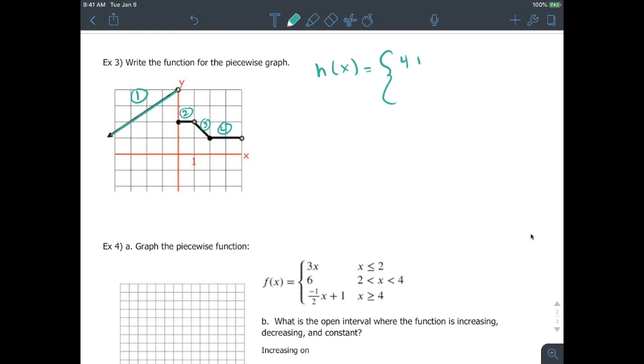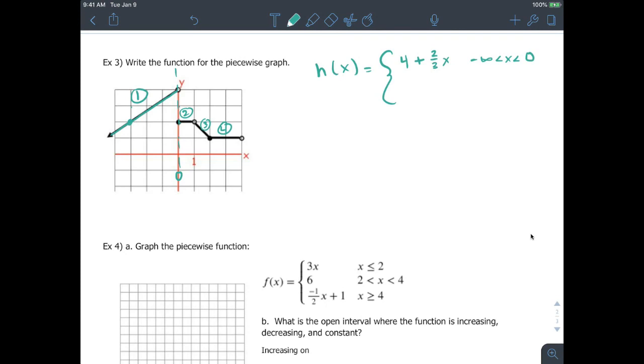And my slope is positive, so plus, I'm going up 1, 2 over 3. So 2/3 x. And the domain would be from negative infinity is less than x, and that's less than, and then I'm going to look at where my domain is here at 0. So this graph stops at x equals 0.